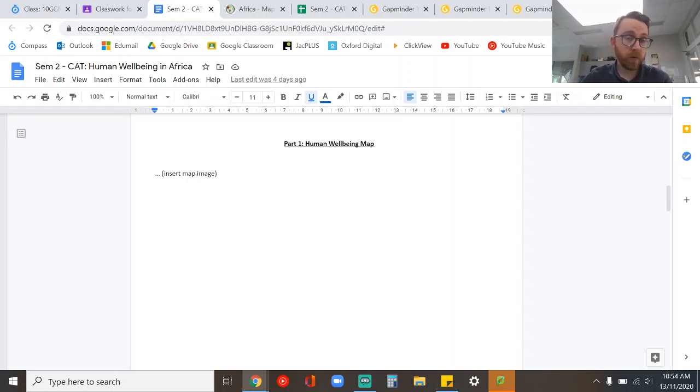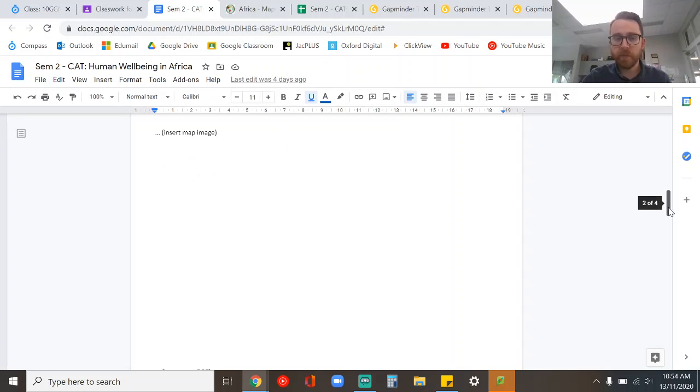It should have BOLTS on it: border, orientation, legend, title, scale, source. Just like with the last one, it's a bit difficult to actually put a scale on this map because we've each got a different device size and the map is going to be a different size, so don't stress about the scale, but everything else can be included in the BOLTS checklist.